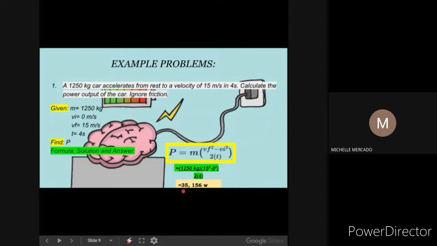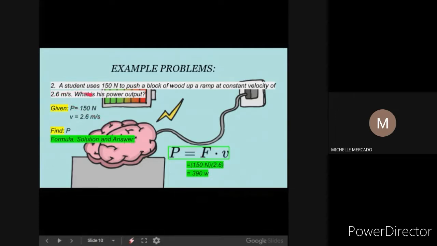So the correct answer is 35,156 watts. So again, multiply 1,250 kilogram, open parenthesis 15 meter per second squared minus 0 meter per second squared, divided by 8. So the correct answer will be 35,156 watts. Okay, so second problem.